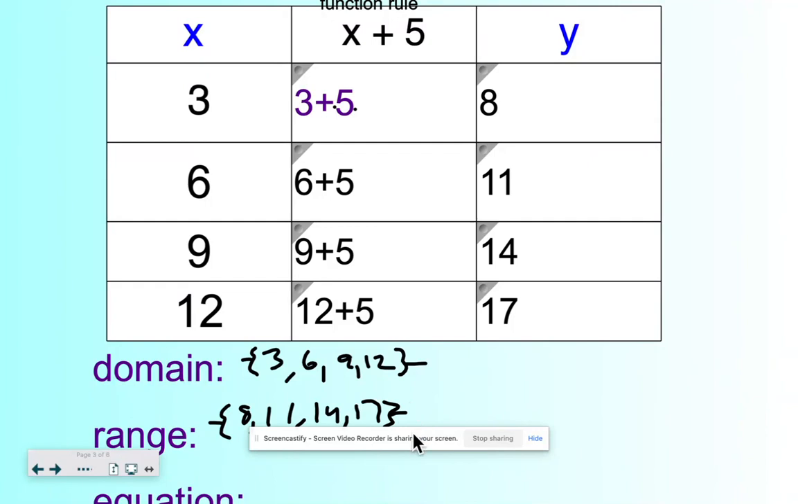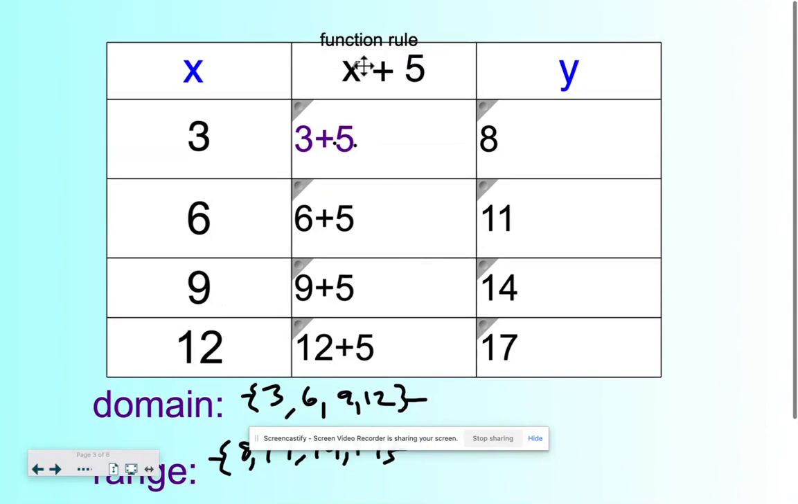Okay. For the equation, if the function rule is x plus 5, to make that an equation, I just need to add a y equals. Okay, say the y, the output equals the input plus 5. y equals x plus 5. And that tells me how x and y are related, right? y is just 5 more than x because I added 5 to it.